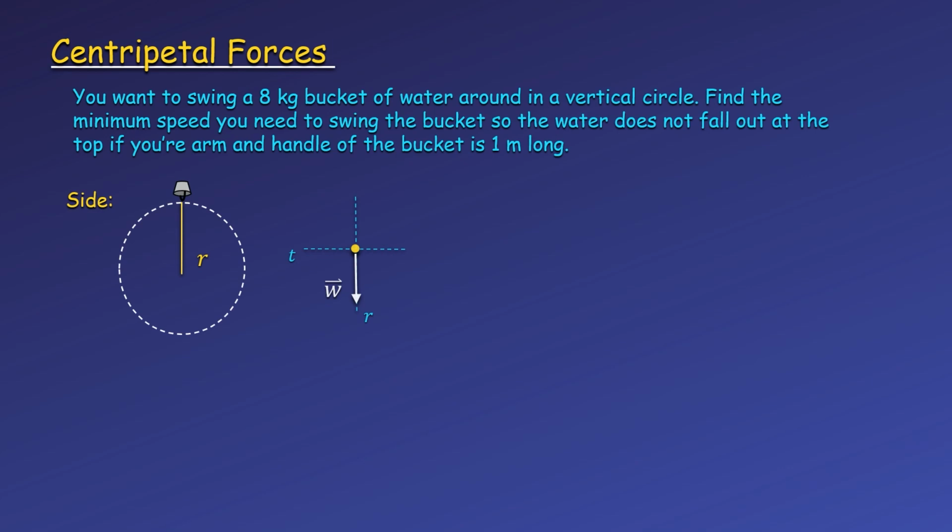We will treat the force of your arm pulling on the bucket kind of like tension in a rope. Now, intuitively, we know that if we swing very fast, this will require more force. So to find the minimum speed, we need to find the minimum force downward when the bucket is at the top.